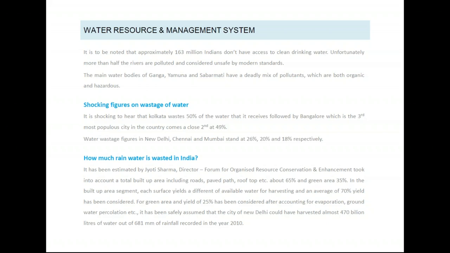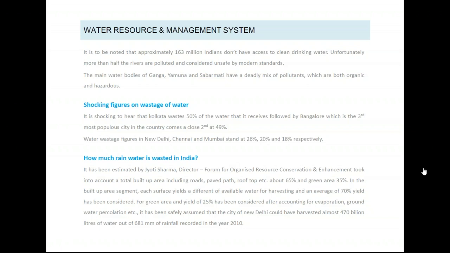It is shocking to hear that Kolkata wastes 50% of the water that it receives, followed by Bangalore, the third most populous city in the country, which comes a close second at 49%. Water wastage figures in New Delhi, Chennai, and Mumbai stand at 26%, 20%, and 18% respectively. Now, how much rainwater is wasted in India?